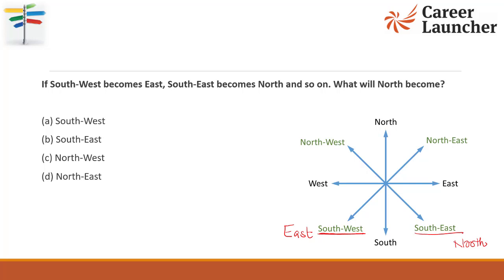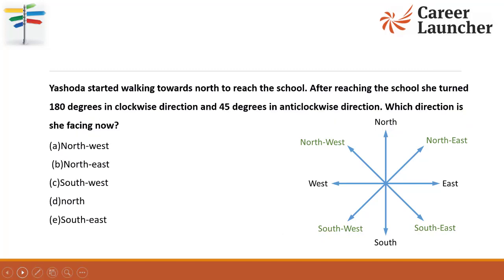Very simple. Exactly opposite to east, this will become the new west, and exactly opposite to north, this will become a new south. So our original north is coming between the south and the west, so it will become southwest. Our answer should be southwest. This is a question on the angular displacement.